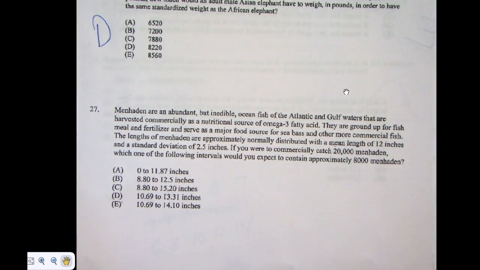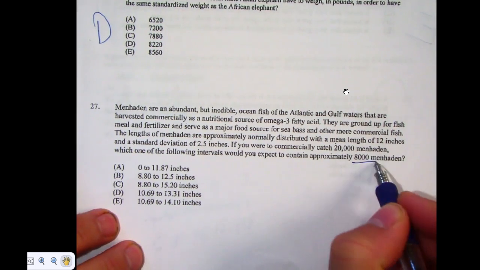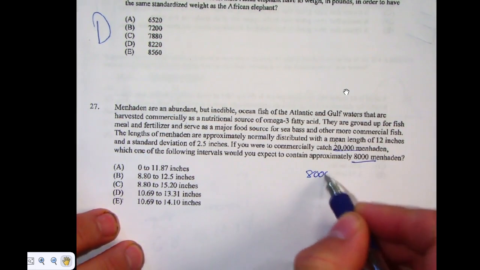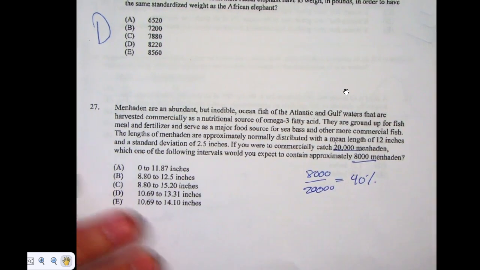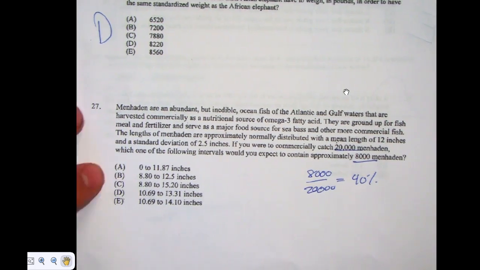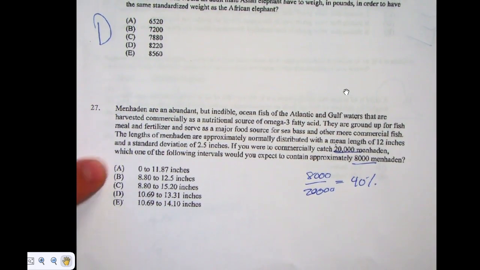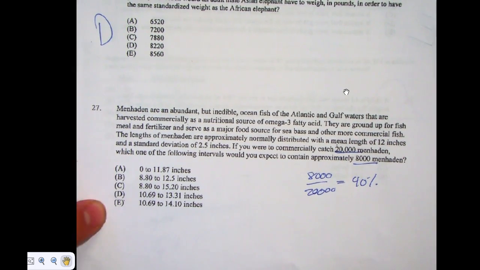27 is another one of these. There's a couple ways you can do it. 8,000 out of 20,000 is 40%. So this is basically asking for the middle 40%. So you can do that a couple ways. You could work backwards from these answers. You could type in normal CDF for each one of these answers and see which one gives you 0.4.